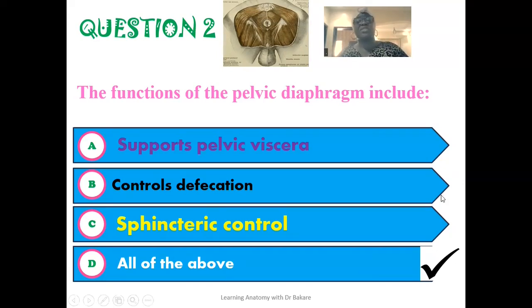So all these options that are listed here are correct. So the correct option is all of the above.